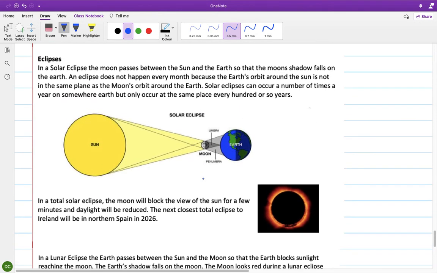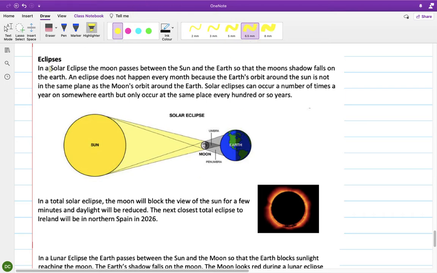Okay, so the last thing I want to do is eclipses. So solar and lunar eclipses. So the first one is solar. So in a solar eclipse, the moon passes between the sun and the earth. Okay, so here's the picture, and you do need to be able to draw that picture. Okay, you need to be able to draw that picture. So here's the moon coming in between the sun and the earth, and then the moon is casting a shadow.